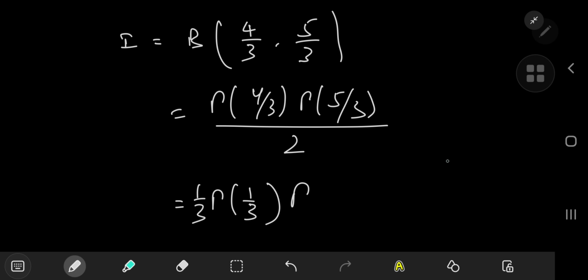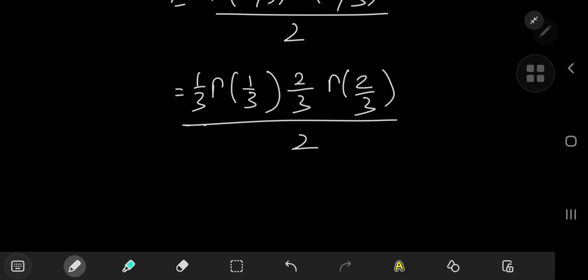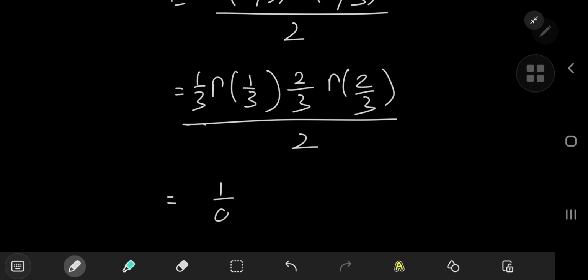Now, what exactly is 5 by 3? Well, 5 by 3 is 1 plus 2 by 3, right? So again, we can write this as 2 by 3 times gamma 2 by 3. Everything is being divided by 2, so you get 2 by 9 divided by 2, which results in 1 by 9. And you're left with gamma 1/3 times gamma 2/3, which is just 1 minus 1/3.